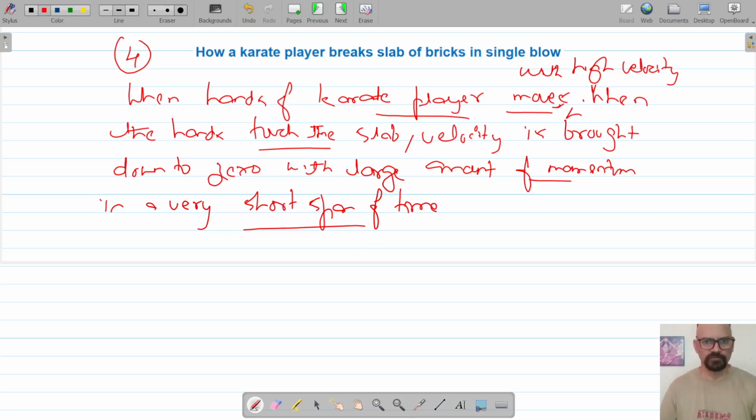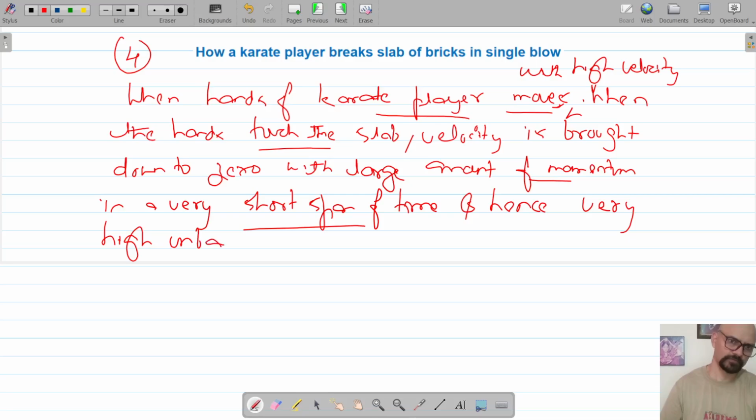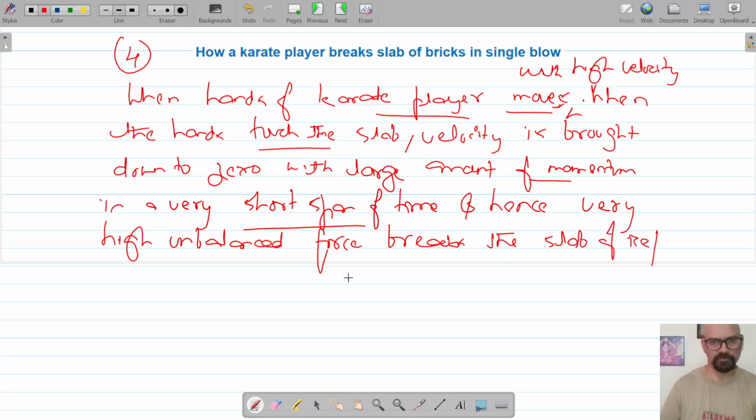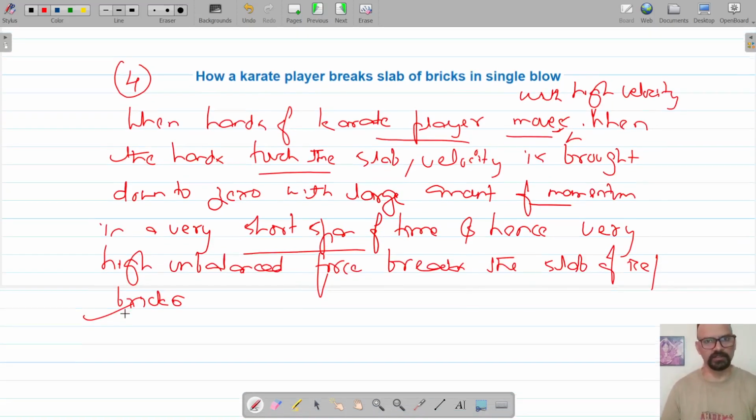Because of this very short span of time, the rate of change of momentum is increased, and hence we get a very high unbalanced force. This breaks the bricks on the slab. Okay, so this is how exactly the karate player breaks a slab of bricks in a single blow.